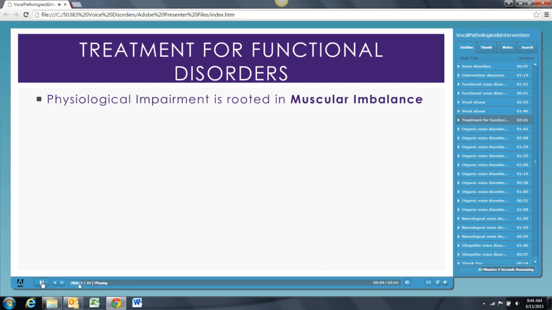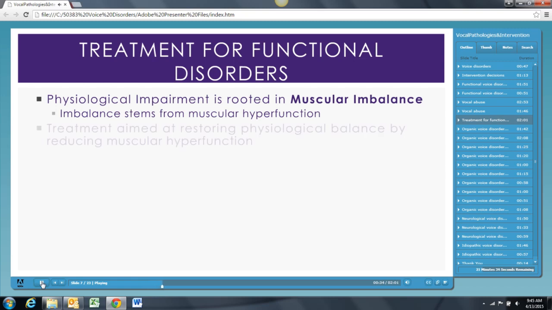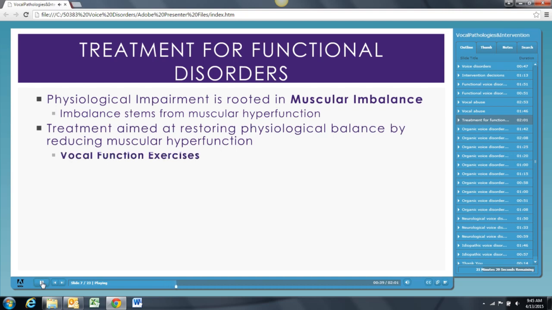The common physiological impairment underlying functional voice disorders is a muscular imbalance between the subsystems of speech production, that is, respiration, phonation, and resonance. And this imbalance is caused by muscular hyperfunction. Because of this, most functional voice disorders will respond to a common treatment target, namely, restoring the physiological balance between these three subsystems. And we have a number of different options for treating these. And we've covered a number of these already in class.